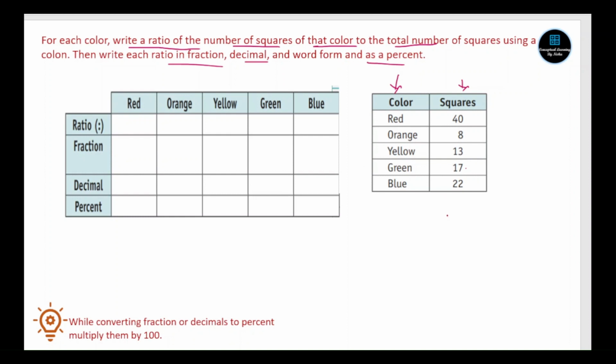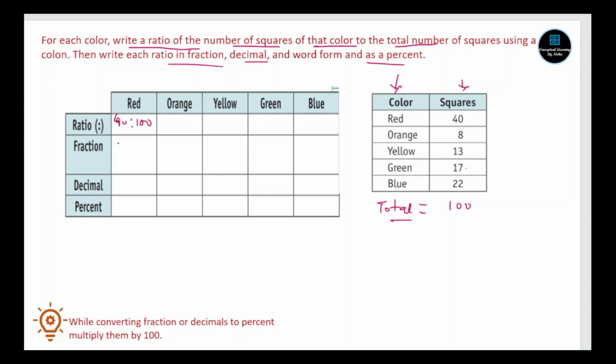Alright. So, let's understand this. First of all, we'll find the total value. So, how much is total? If I add them, what do we get? We'll get 100. Now, first thing we have to write the ratio. So, I'll write the ratio of red color. Red color squares are 40, and the total is 100. So, I'll write 40 colon 100.